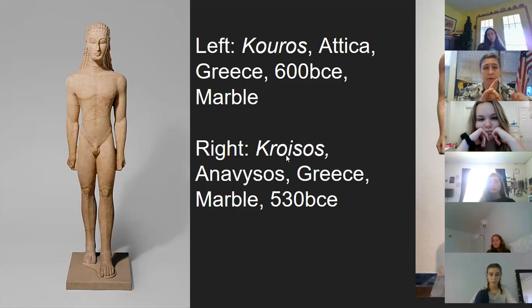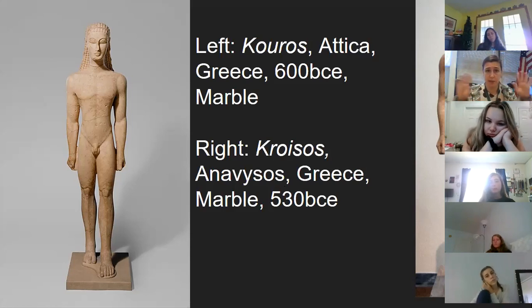And then the one on the right is of a specific person called Croesus. So that always leads to confusion. All of the statues in general are called Koros statues. That's the type of statue. The one on the right is a Koros statue of Croesus. So the names are really similar, and it is super confusing.